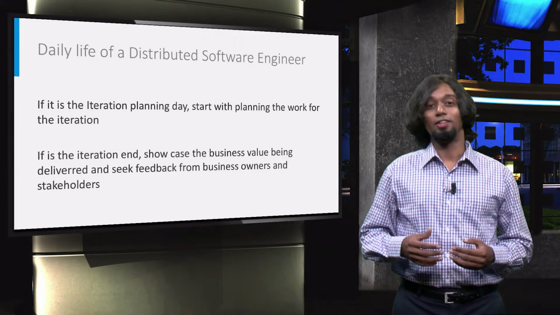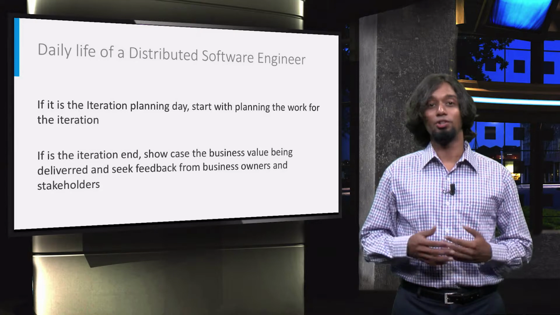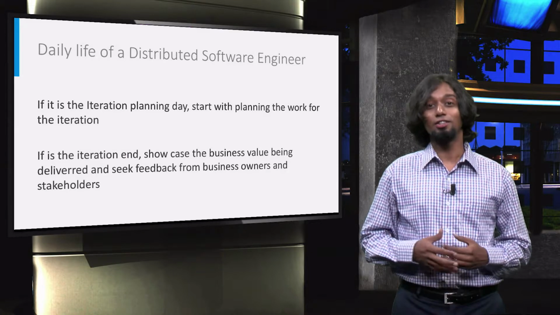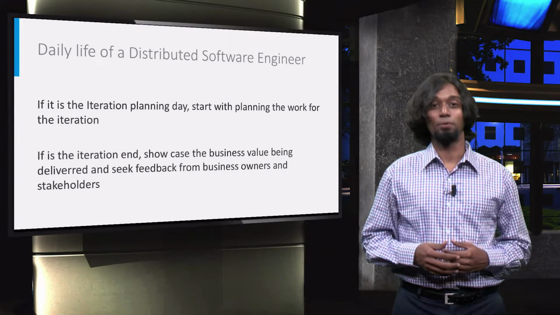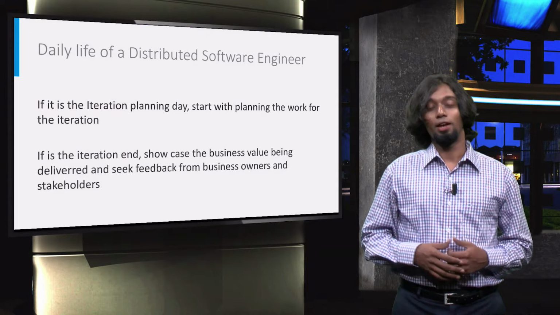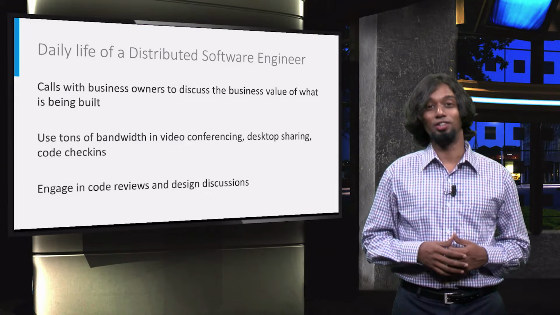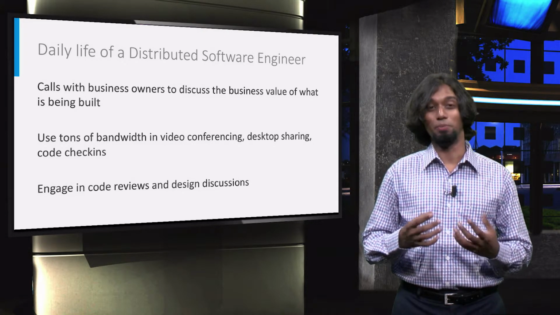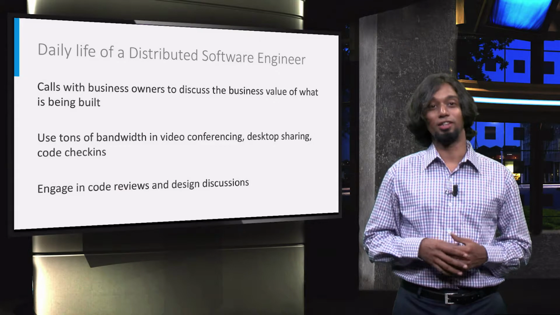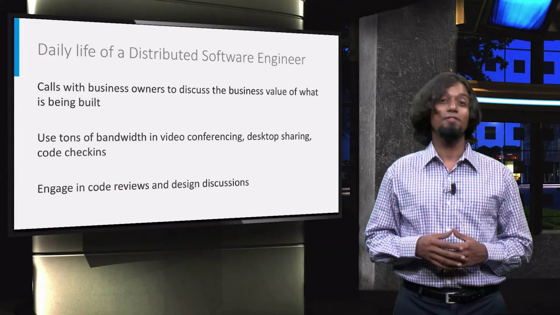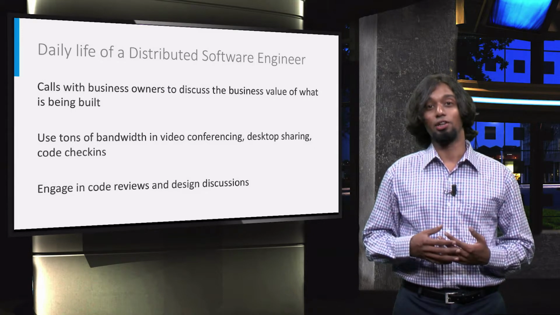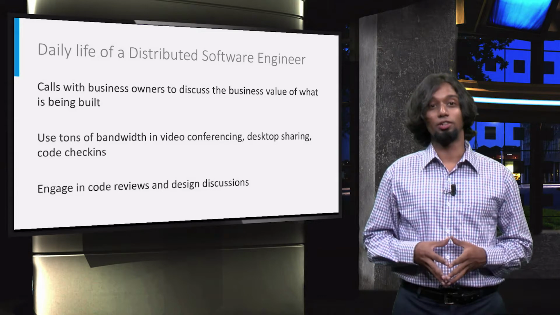I must say that the iteration review meetings at the end of the iteration are the most satisfying events in the distributed engineer's life. This is the time where we get to demonstrate our work, the software that we have developed, and explain the business value that it adds. And we also have calls with business owners to discuss the business value of what is being built when we're in doubt. And we also use tons of internet bandwidth and video conferencing, desktop sharing, code check-ins. We take advantage of many tools and hardware to help us with video conferencing, desktop sharing, and source code control. But more about the tools in the next lecture.